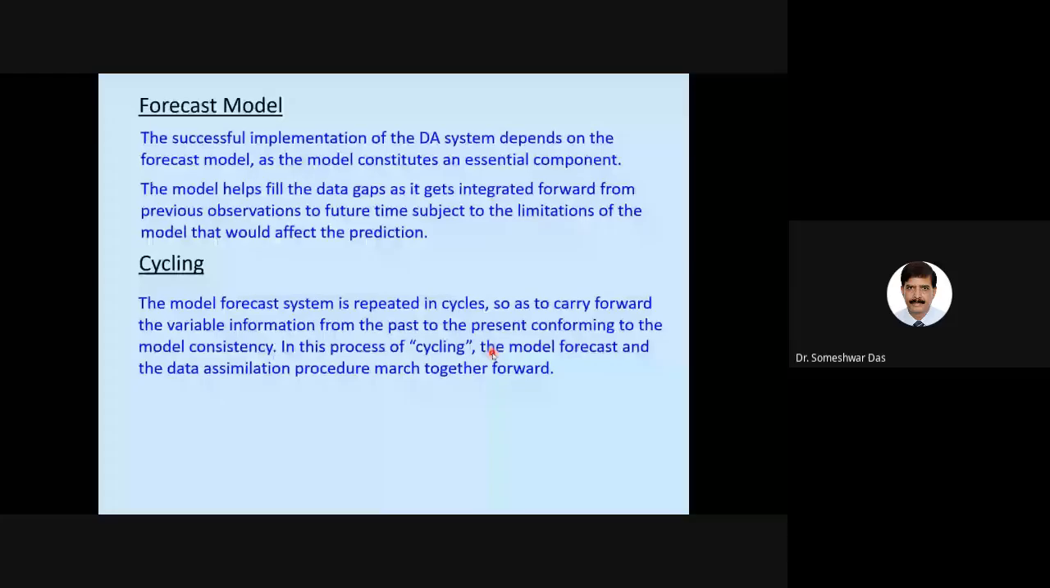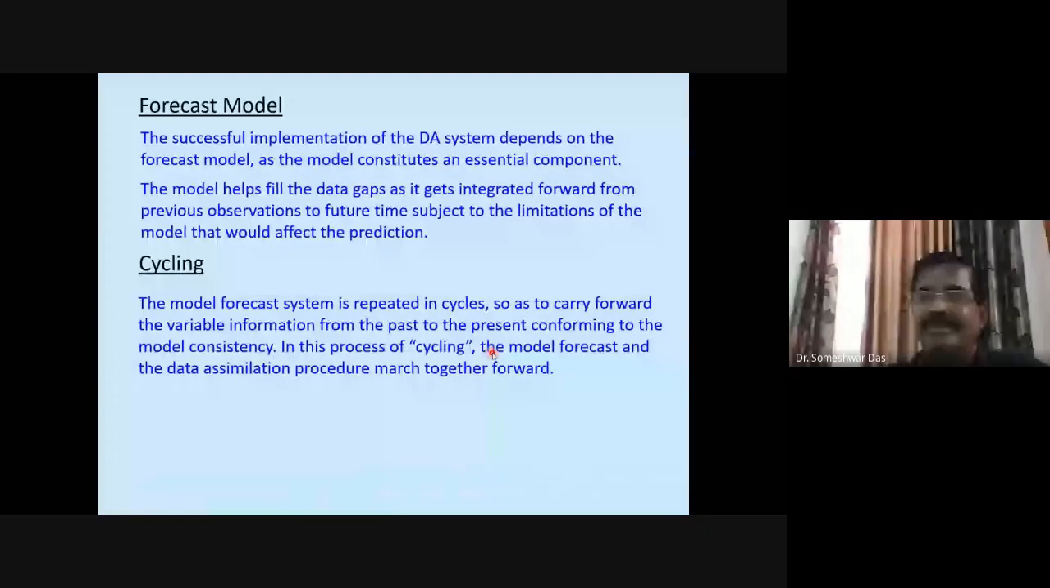But for the next cycle, after 6 hours, if you are again assimilating data for your research purpose, then you can cycle, right? You forecast from the previous time, starting from time t equal to 0, to the next time step, and you have got a forecast. So use the forecast as the first guess. At time t equal to 0, you don't have a forecast from the previous time because you are starting at time t equal to 0.